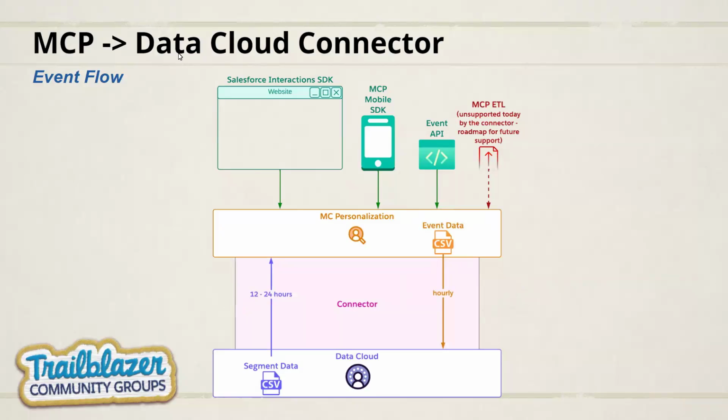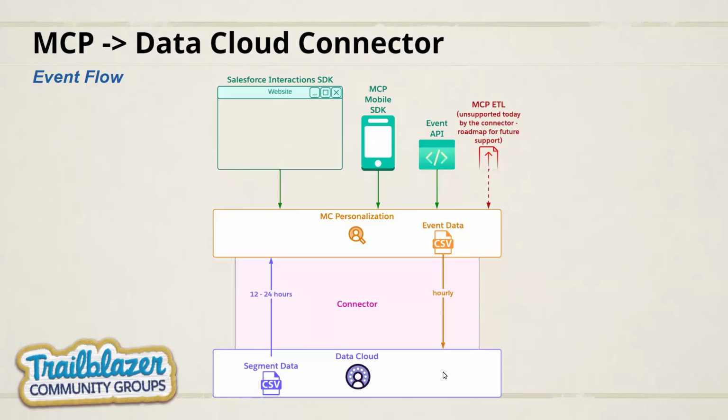So personalization, like we talked about, captures data from our web SDK, from a website, the mobile SDK from a mobile site itself, or we can event API data in and even bring in ETL data into personalization. Come back to this red piece in a few seconds. So once we get data into personalization, we do things in a couple different ways. So we send that event data via CSV hourly through the connector to Data Cloud. And I'll show what that data looks like.